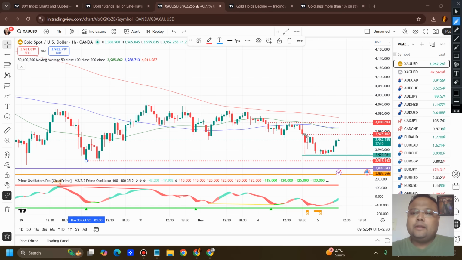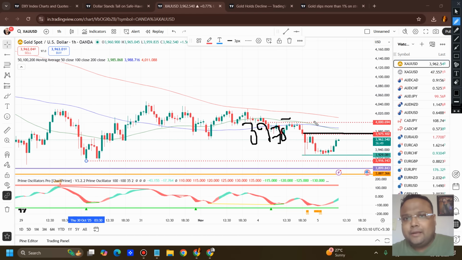I personally feel that if the market breaks 3975, gold will be choppy again. Right now, though the market is messy, we can still see a little bit of bearishness on the chart of gold. Sellers are, I won't say having the upper hand, but they are a little bit dominating. But if the market breaks 3975, it will be choppy again.